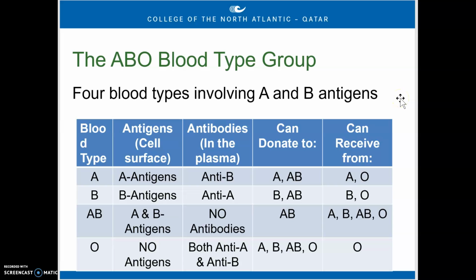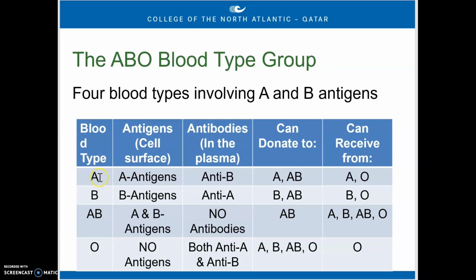So here's our table. I believe I actually showed you this table in the lab. It tells us how to tell the difference between blood types. Here we've got blood type A, B, AB, and O, and those are the 4 blood types we can get from the ABO blood group.